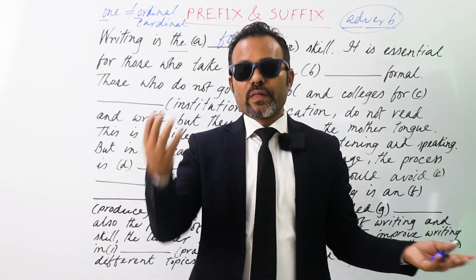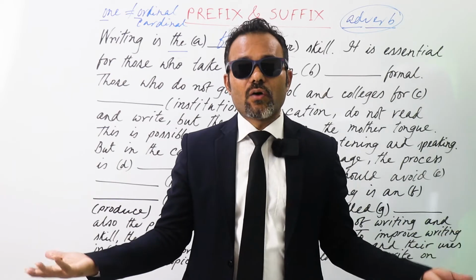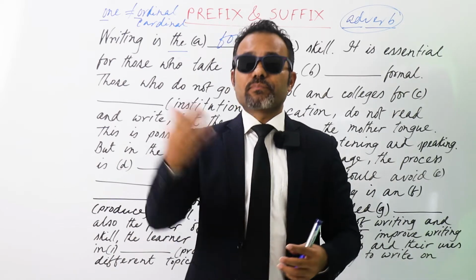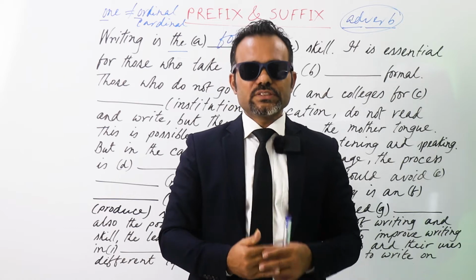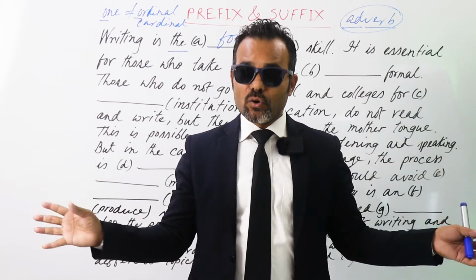Like for example, please come here. I can say come here. How am I saying? I can say please come here. So I'm saying it politely. So it can modify the whole sentence.